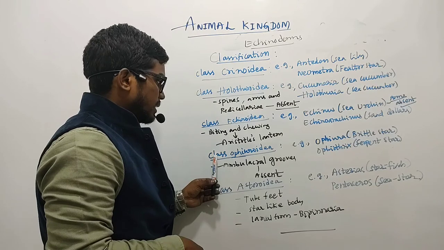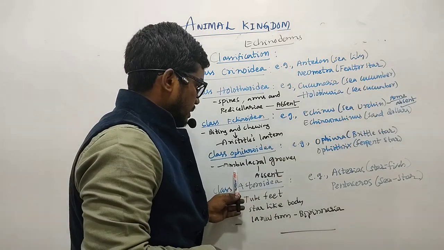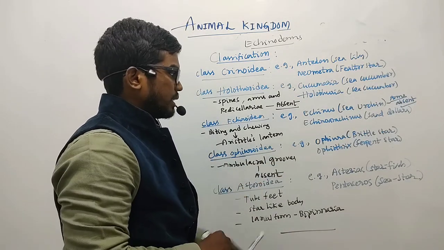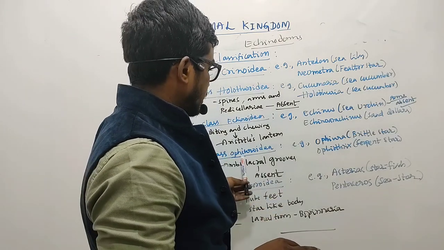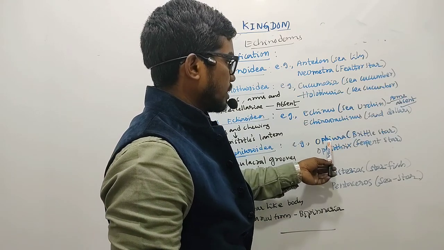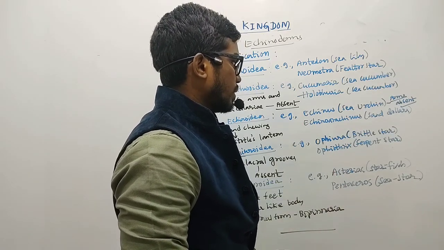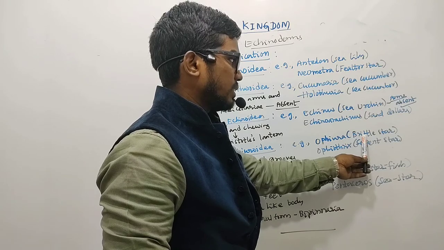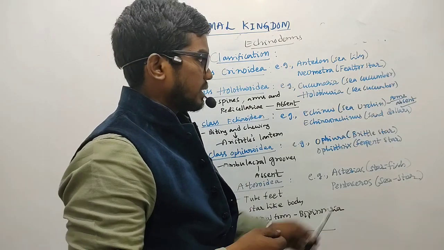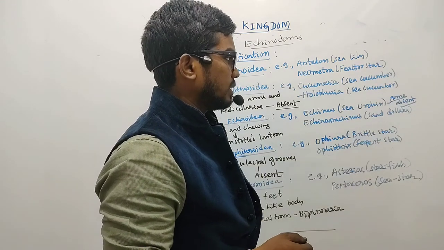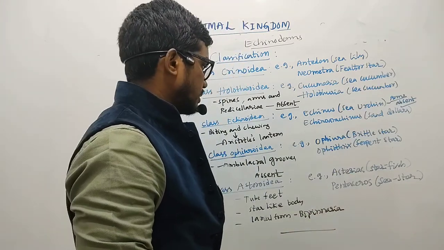Alright, the fourth class we have here is Ophiuroidea. Here ambulacral grooves are completely absent, whereas they are present in most of the other classes. Examples are Ophiura, which is called brittle star. One more important contrasting feature is that they have incomplete digestion. Most of the other organisms belonging to this phylum have complete digestion, except examples like brittle star, which has incomplete digestion. Then we have Ophiothrix, which is called serpent star.